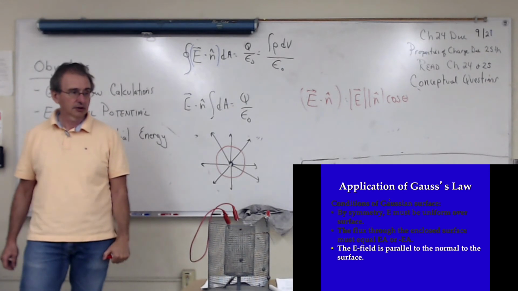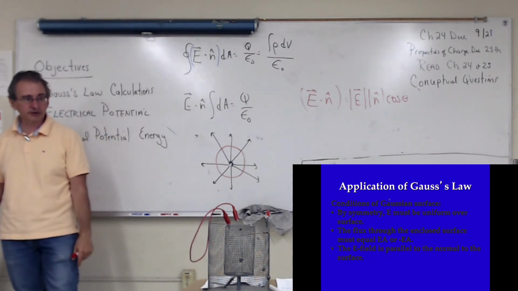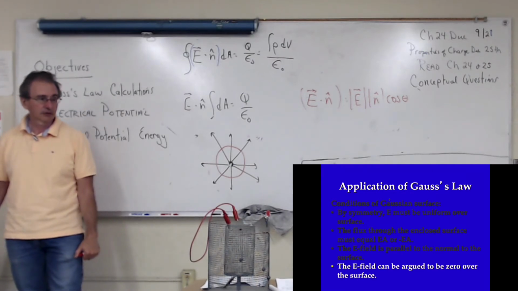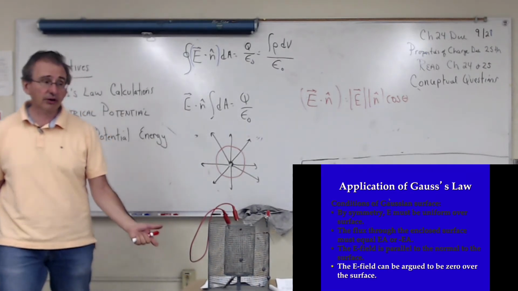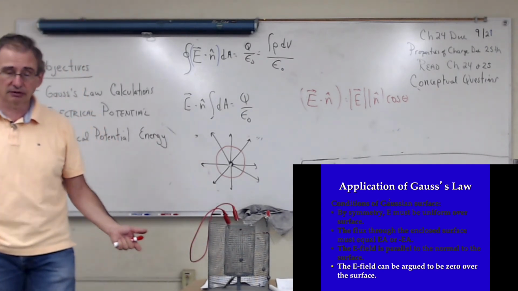Okay. So the electric field basically has to be parallel or anti-parallel to the normal to the surface. Or another thing, you can argue that maybe the electric field is 0 over the surface.